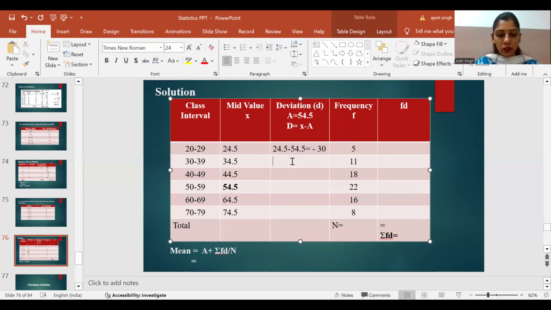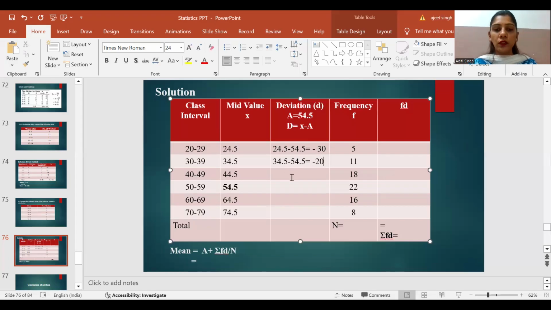Now next one, 34.5 minus 54.5. Again, your assumed mean value is larger than the x value, means first put the sign of minus. As for assumed mean, we have to subtract assumed mean from the value of x. Okay, so the answer is minus 20.